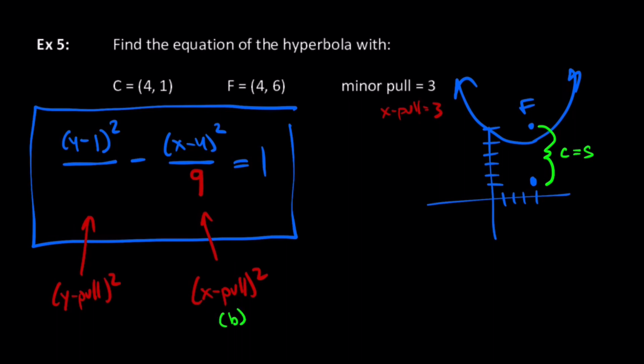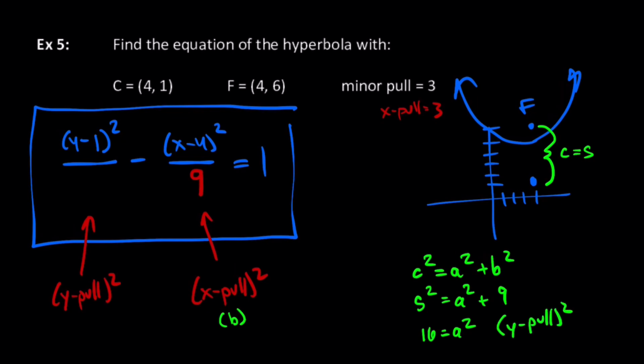But what we're going to do is plug into this formula for c squared. In a hyperbola, it's a squared plus b squared. So this will be 5 squared equals a squared plus b squared, which is 9. 25 minus 9, what's that, 16? Equals a squared. And again, I don't really care what a is. I just need to know that a is the y pole, so 16 is the y pole squared. That goes there. And that's the equation of that hyperbola.